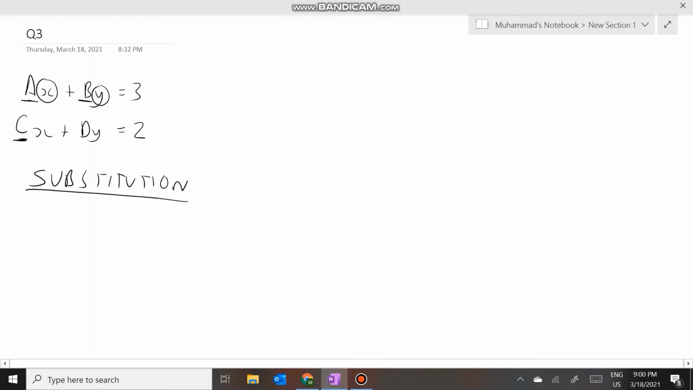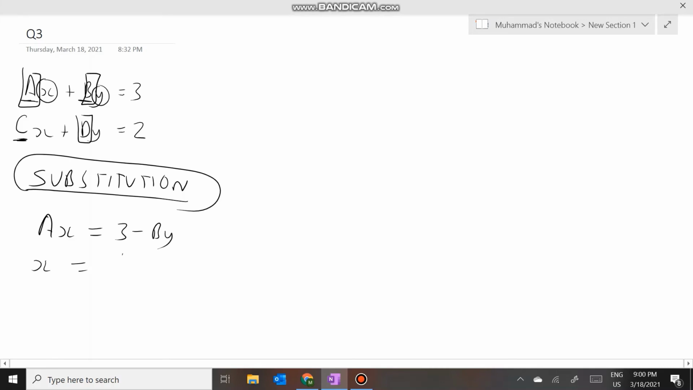Because it's very difficult to use the DOS method here, since we don't really know the actual values of these, so we can't really count. Since we can't cancel y and x out, we're going to use the substitution method and solve for x and y. I'm just going to leave a small step here. So ax equals 3 minus by, so x equals 3 minus by over a. You substitute into the other equation, you find x and you find y.